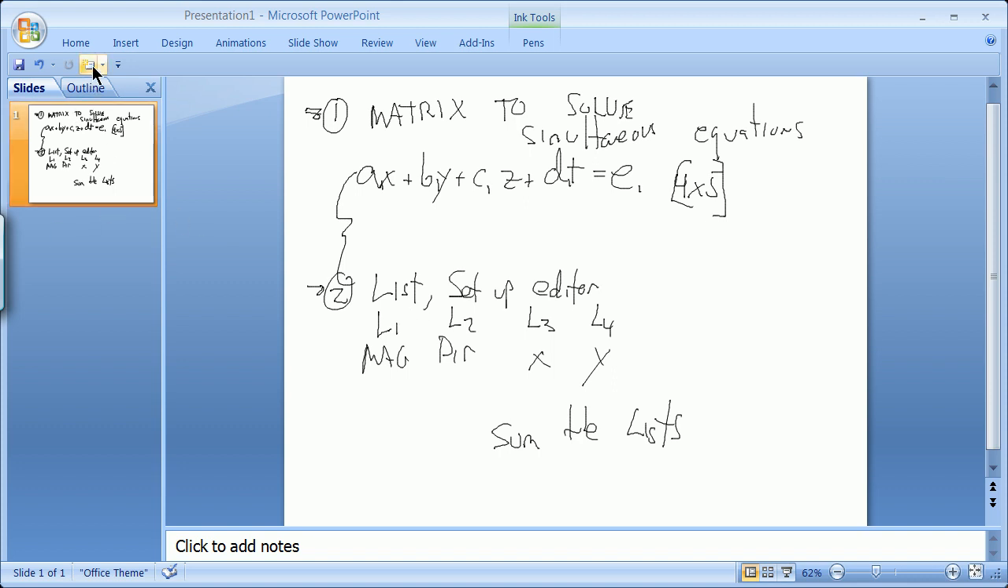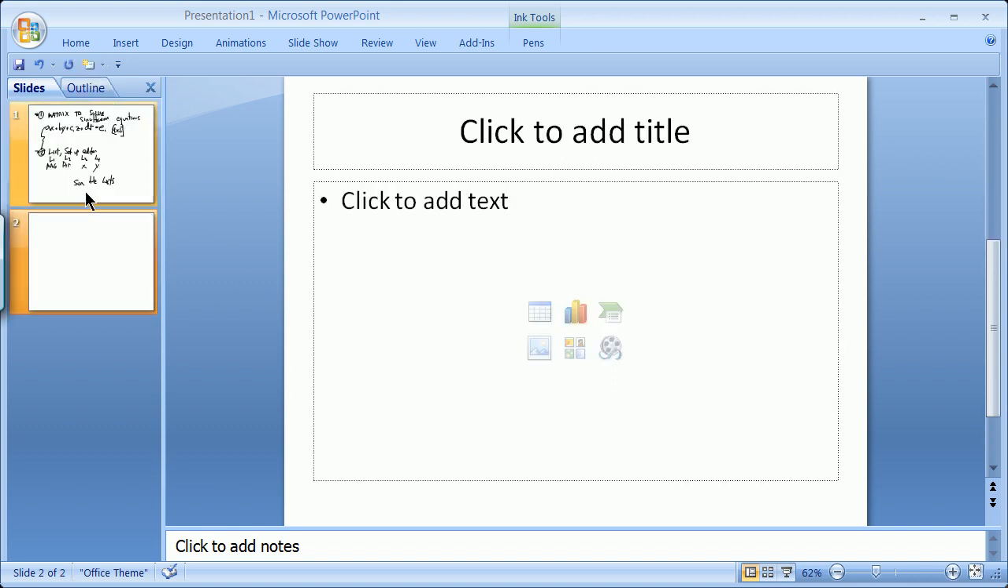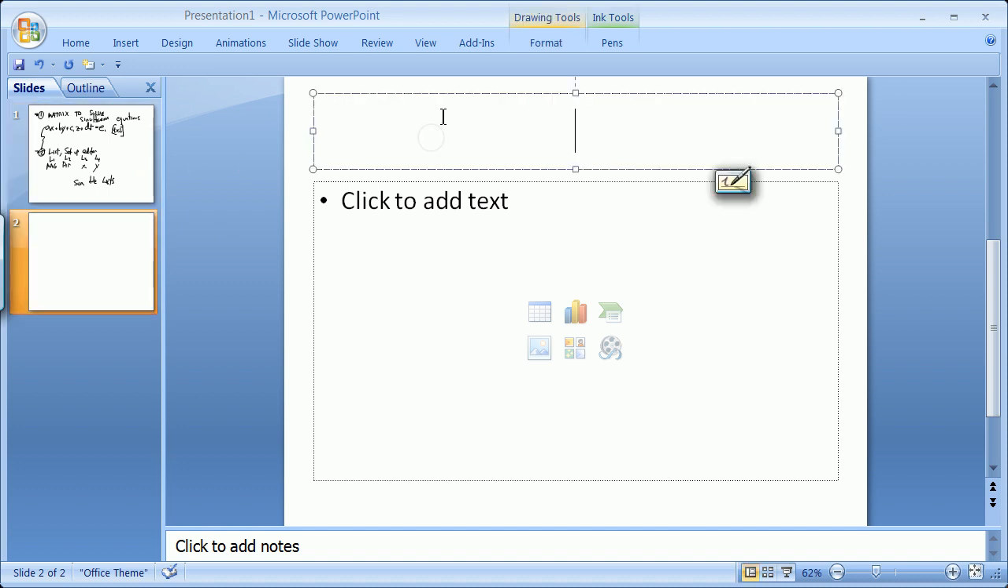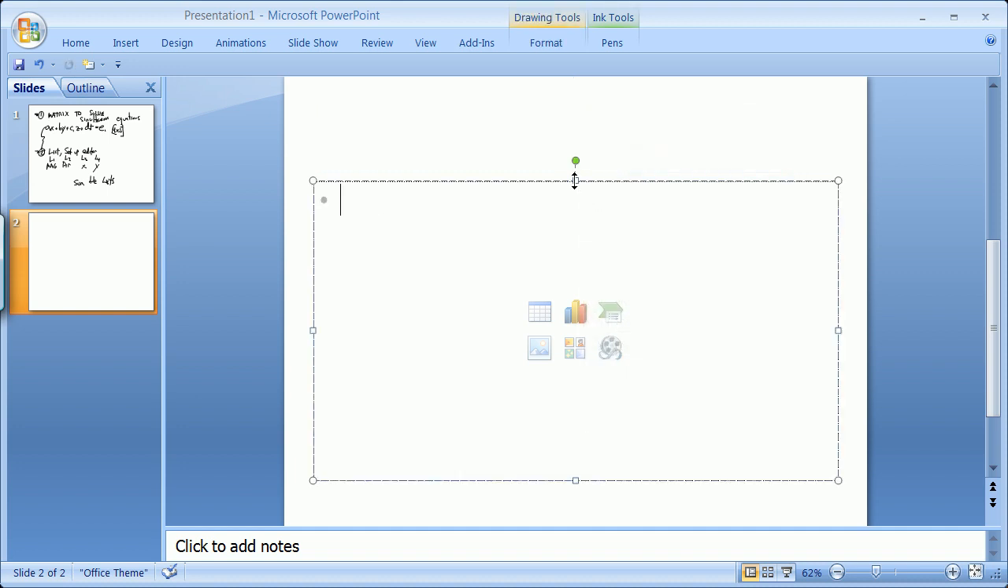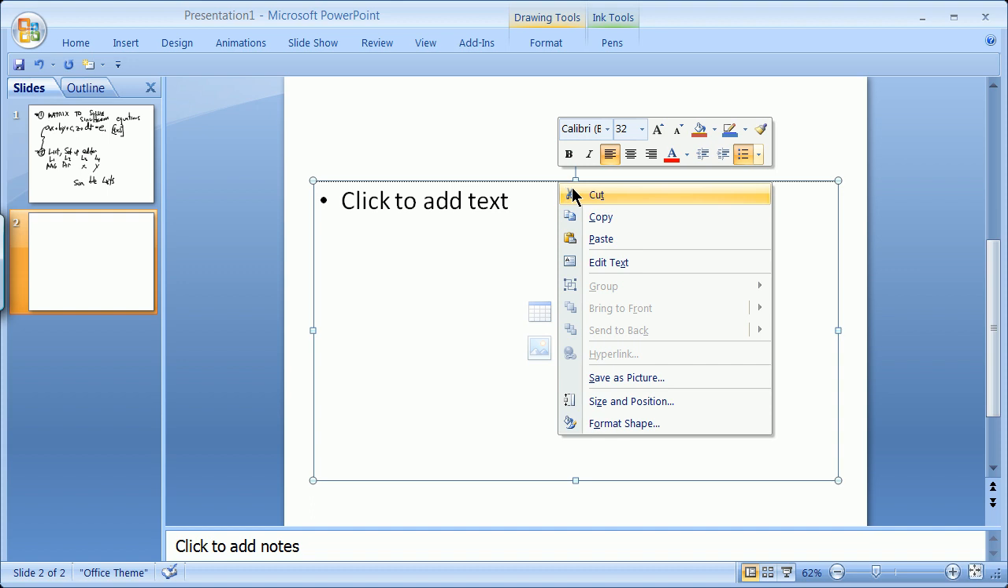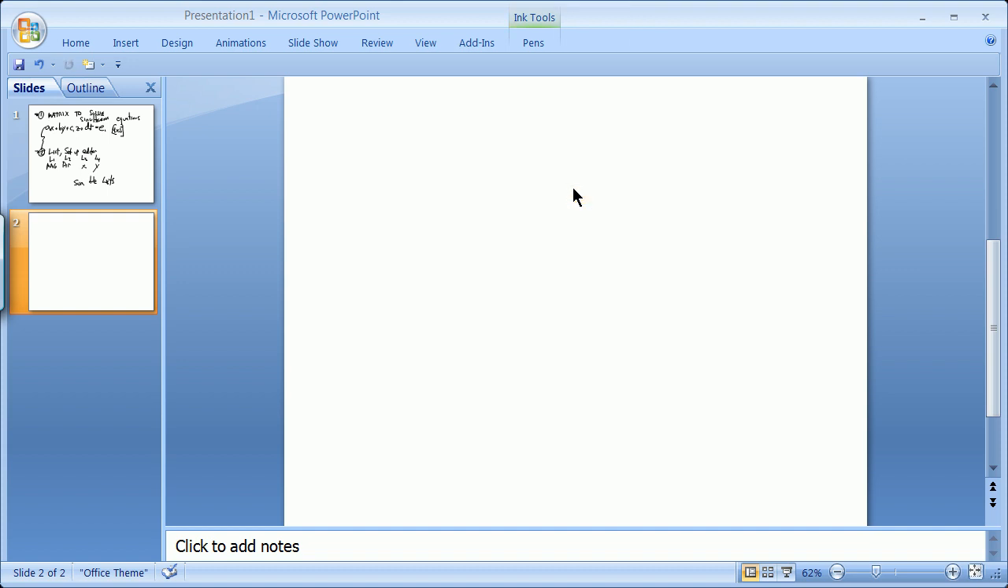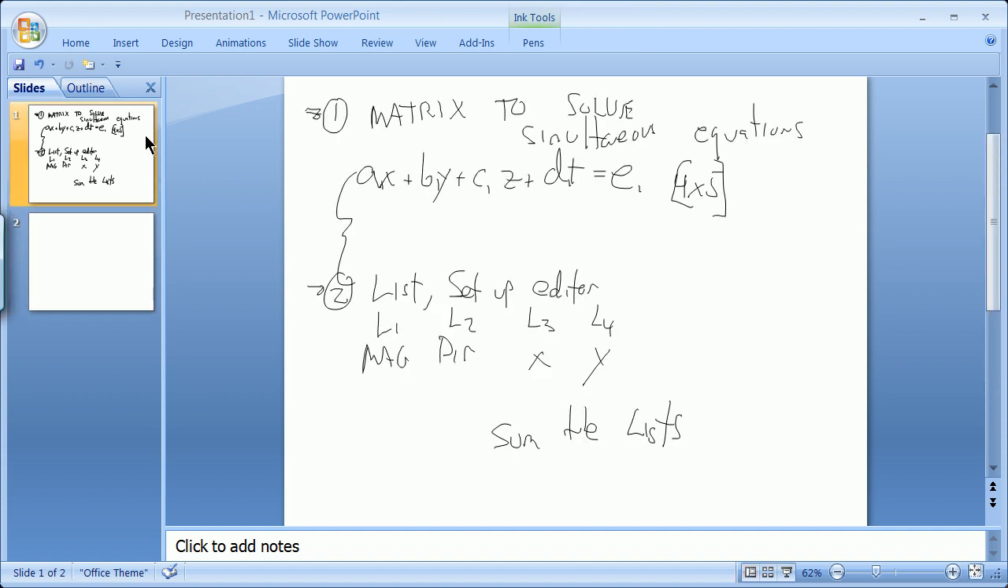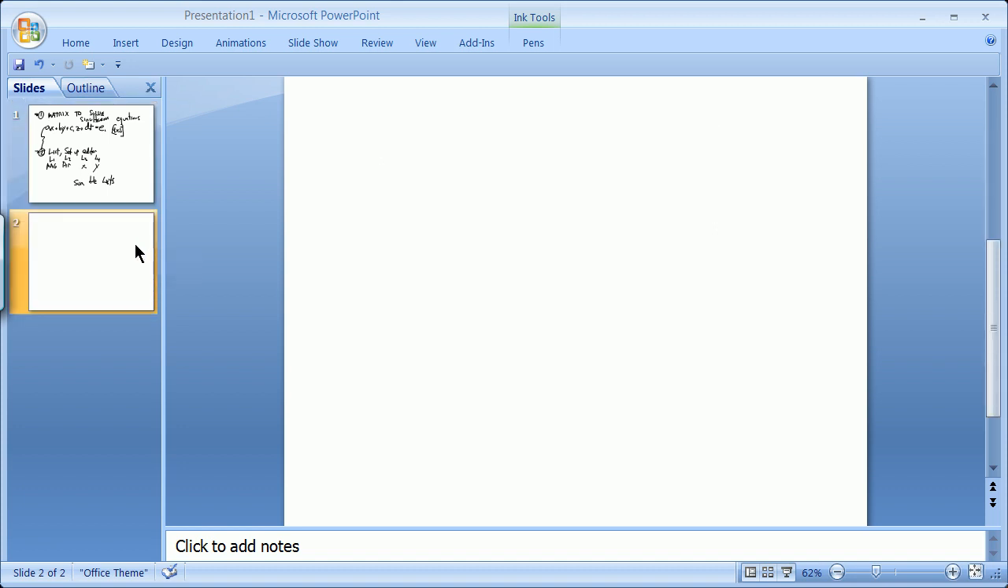We'll go down to the next one. If you cannot do these things, I will have a special session one more time, so you realize that in fact the calculator is a useful tool in the field and in front of a computer if you can kind of combine it with some sketching. So we have matrix to solve simultaneous equations, list to set up editor.